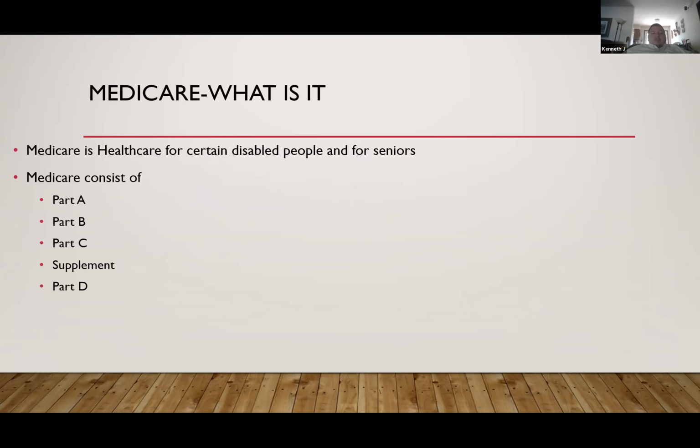It comes in several different parts. You got Medicare Part A, which is your hospitalization. You got Medicare Part B, which is your doctors and specialists. You got Medicare Part C, also known as Medicare Advantage. Usually Part C is sold with Part D. You got Part D, which is your prescription drug coverage, and then you got your supplements. And we'll go through each of these in more detail.